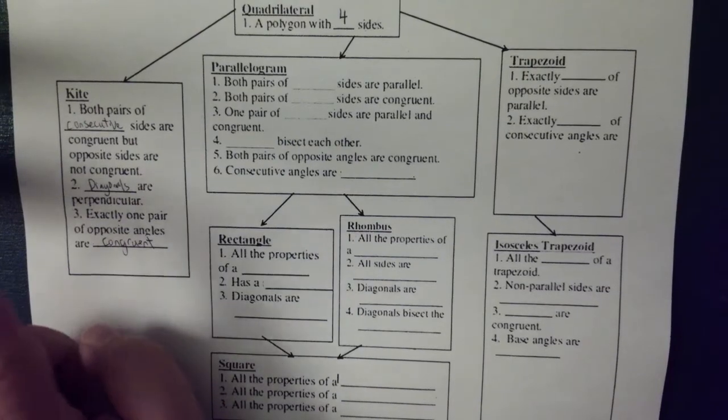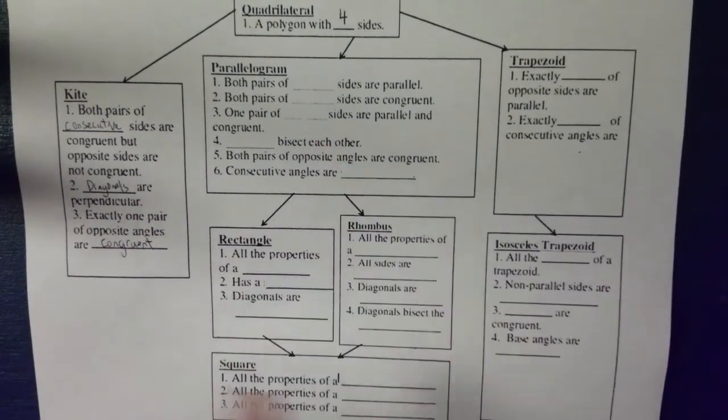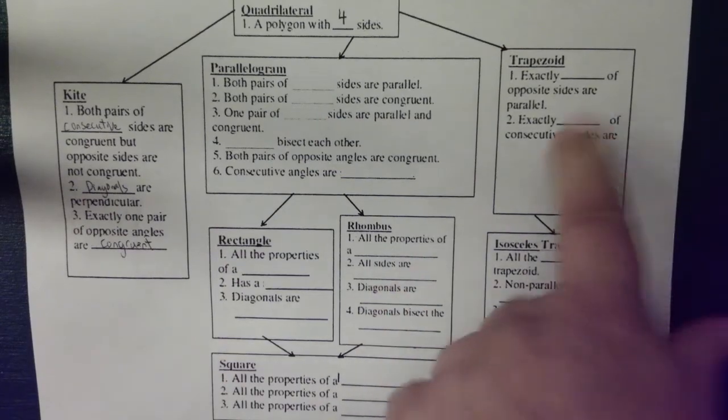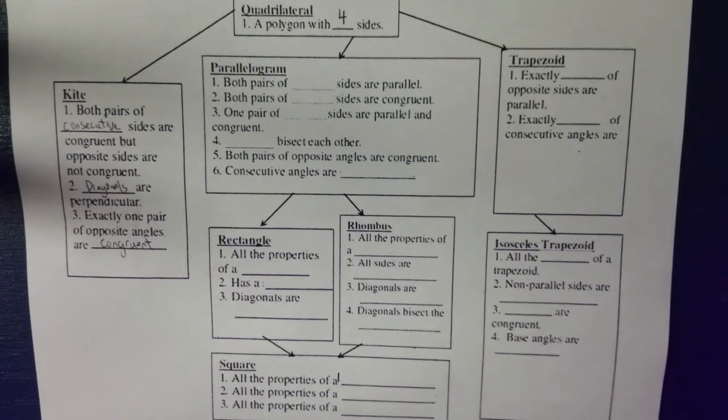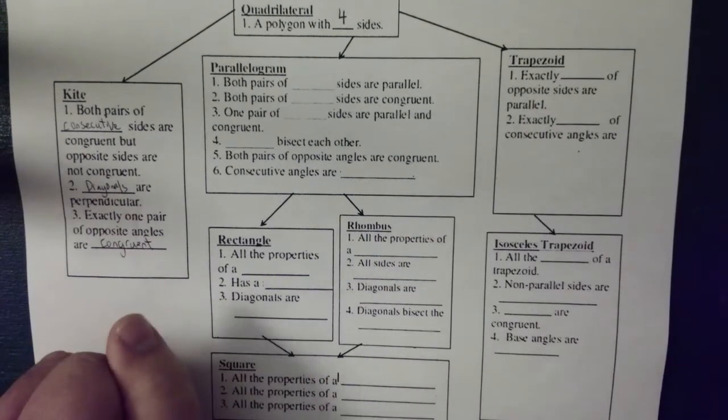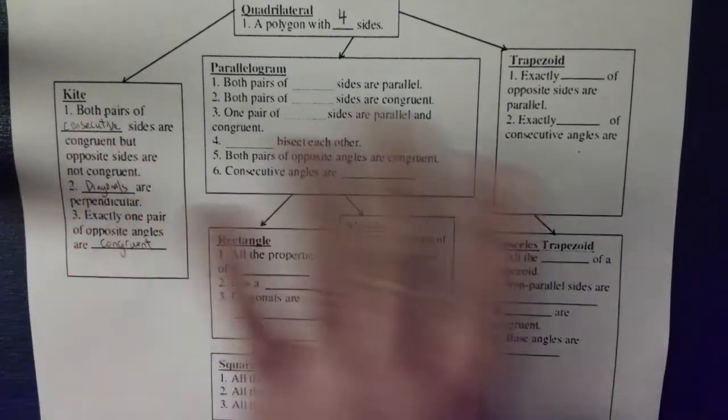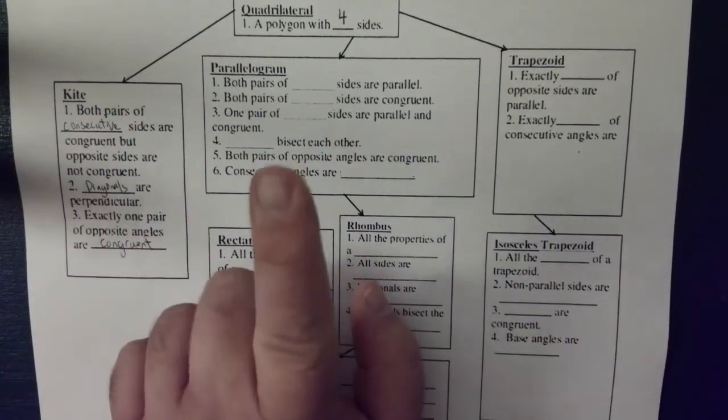Now, we're going to spend a day on kites, a day on parallelograms, a day on rectangles, a day on rhombi, a day on squares, a day on trapezoids, actually one day on both of these. We're not going to spend a whole day on each one of these, but you get the point. So you will have plenty of time to see what these things mean.